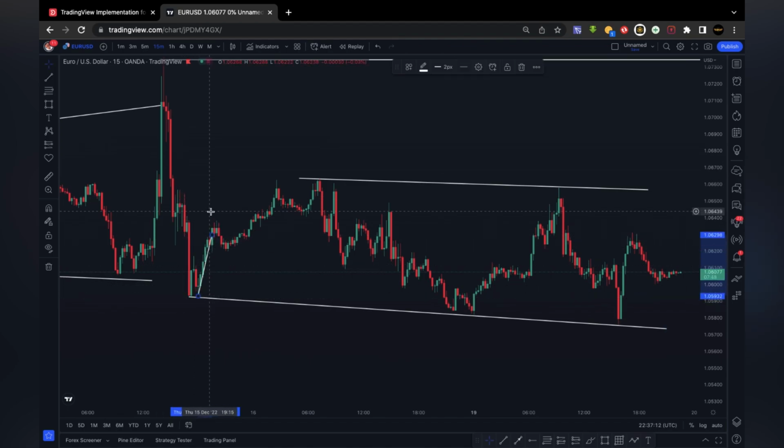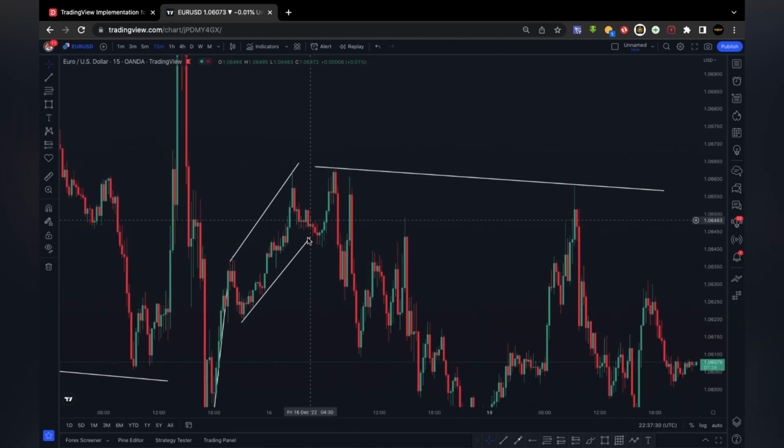After this impulse, we had this impulse to the upside. Then the correction started here. We came back down. So we can clearly connect these two. You can leave it right here, or if you want, you can bring it here. Right? We can clearly connect these two.